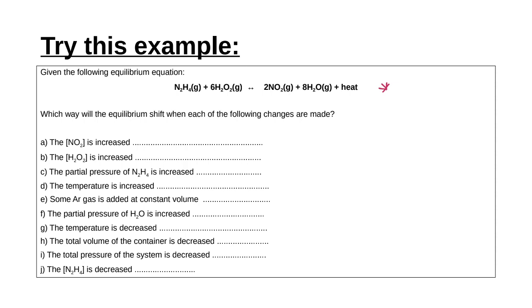So if the concentration of NO2 is increased, here's our NO2 right there on the product side. If I put more of it in, I want to use it up, it's going to shift to the left side. If my concentration of H2O2 is increased, so be careful, there's H2O and H2O2, then that is a reactant. If it is increased, we're going to try to use it up, and we're going to try to make more products as a result.